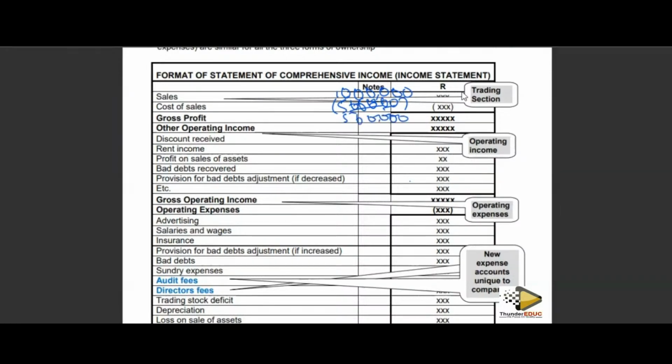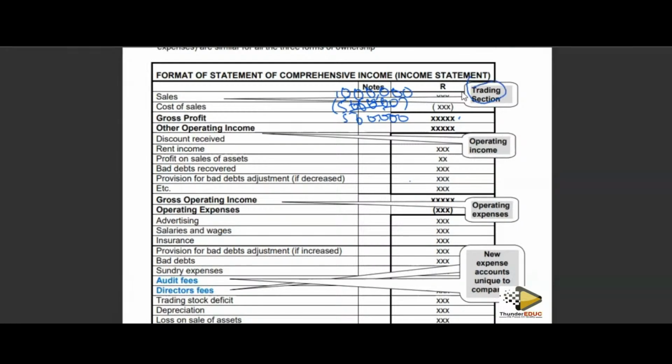Which is 500,000, okay? We shall see how we adjust these items as we proceed in the questions, but for now we are seeing the structure. Now, after deducting that, we have our gross profit, which is this here. The 500,000 is this. Now, this section is called the trading section, which is this.